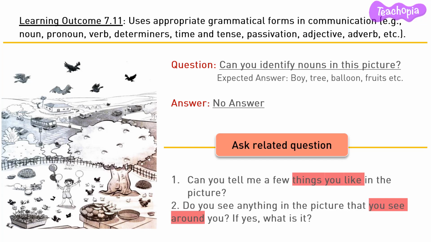I'm sorry. I think I moved too quickly from that slide. Yeah. So do you see anything in this picture that you see around you? If yes, what is it? Right? So these are ways in which we can ask students related questions that can help them think of the answer that we have in our mind.